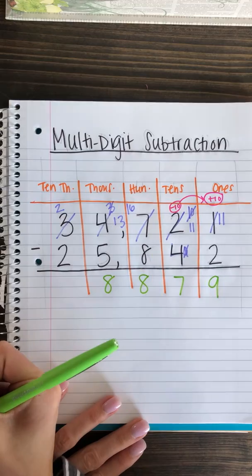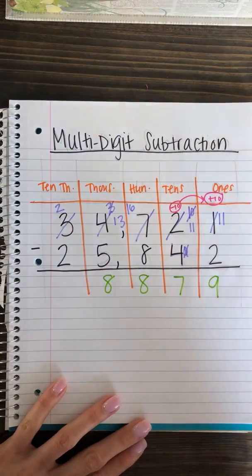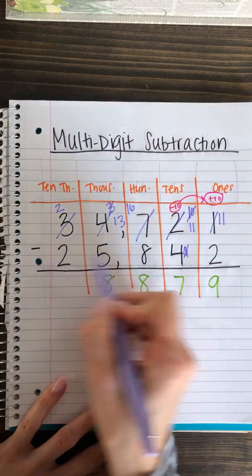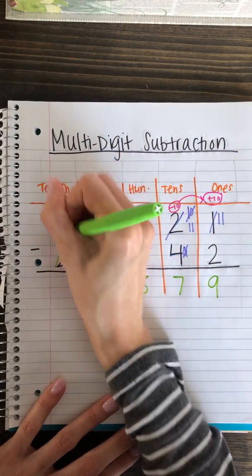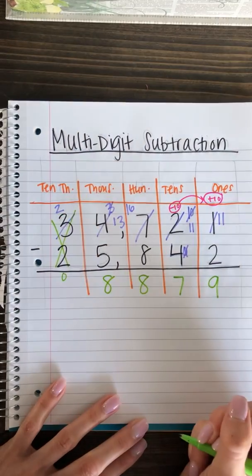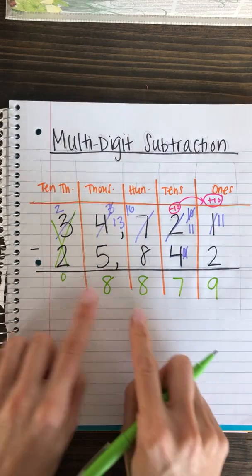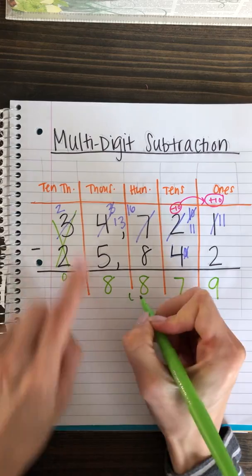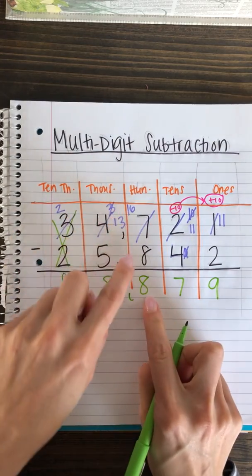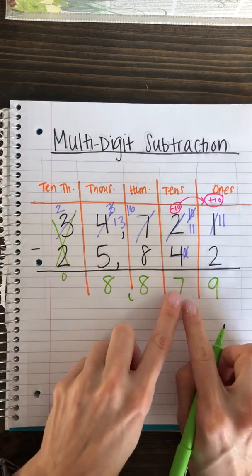is 8. And then this is just 20,000 minus 20,000. So that's just going to be 0. But I'm not going to incorporate it here, just for simplicity. So our answer here is 8,879.